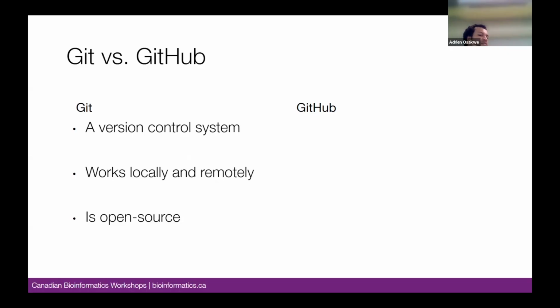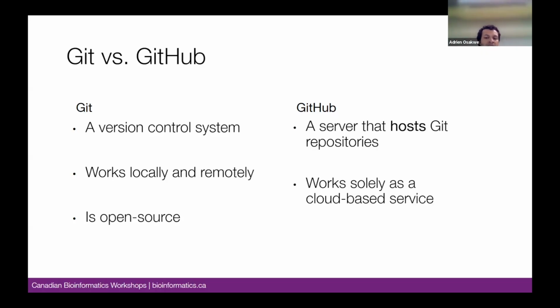So whenever I make new version changes and store that in the Git repository, that's being handled by the Git software. Now, GitHub, on the other hand, is a server that's going to host the Git repository. It itself isn't doing the version control. It's just providing you a remote computer that can run Git for you over there, and you can store your material on their server. So it works solely as a cloud-based service, and it's owned by Microsoft, in contrast to Git being open source.